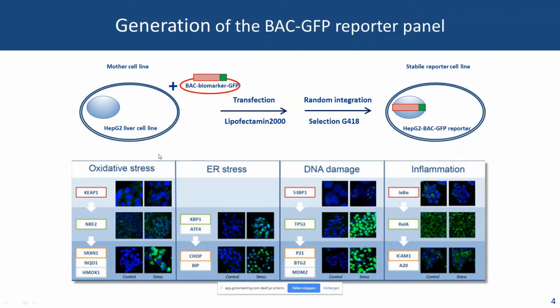On the left, you see, for example, the oxidative stress pathway. Every time we try to tag an early regulator, in this case KEAP1, the transcription factor of the pathway, NRF2, and also its downstream targets, so sulfiredoxin, NQO1, and HMOX1. These are all examples of the earlier mentioned antioxidants. In total, we've made quite a lot of these stable reporter cell lines, around 60 of them, and these cover the majority of the stress signaling pathways.